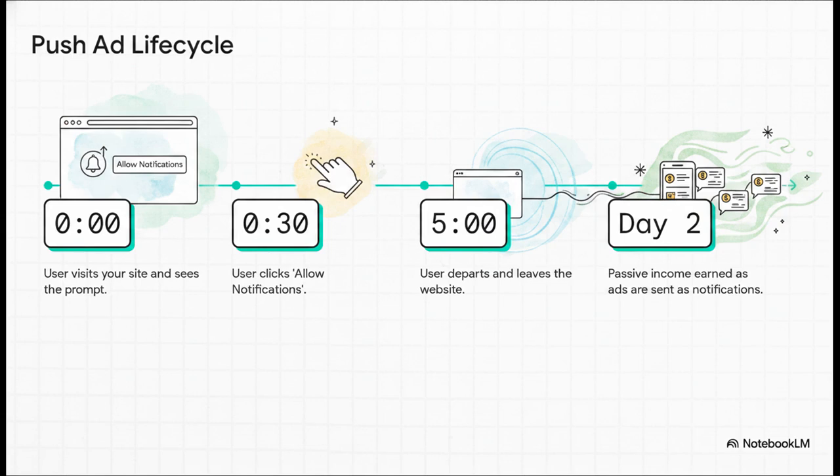First, a user visits your site and a little prompt appears asking them to allow notifications. If they opt in and click accept, well, that's where the magic actually happens. Even after the user departs and completely leaves your website, that connection remains. You earn passive income because ads are seamlessly delivered straight to their device's notifications later on. You keep earning money even if that user never ever returns to your website. I mean, that is the literal definition of passive income.